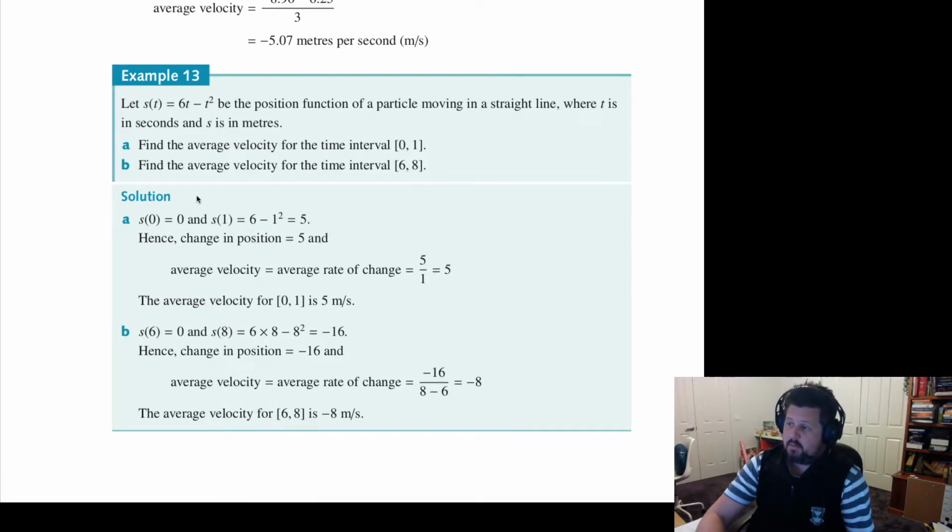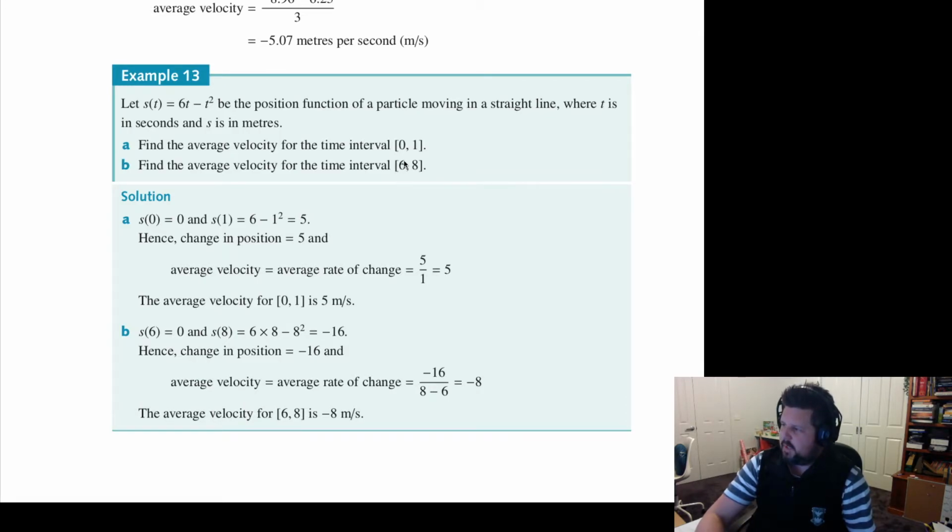So from the 5, take away the 0, the change in position is going to be 5, divided by the change in time. So in this particular case, going from 0 seconds to 1 second, 1 take away the 0 is going to be 1 second, so it's divided by 1. We can get that calculation here. The average velocity between 0 and 1 second as time is 5 meters per second. We can do the same thing again for the time interval between 6 and 8 seconds.